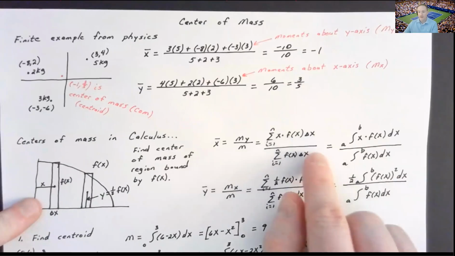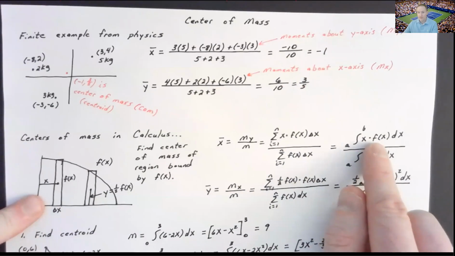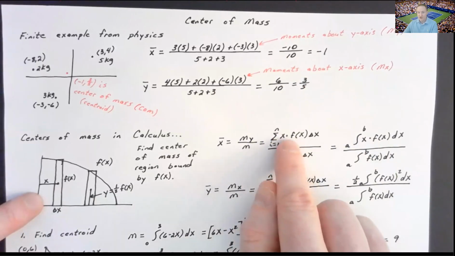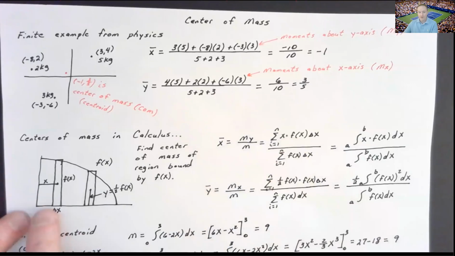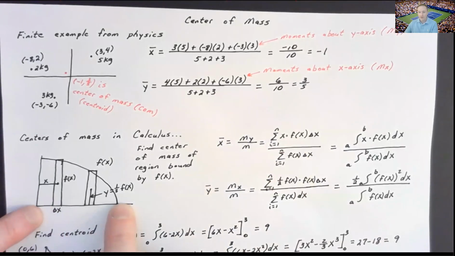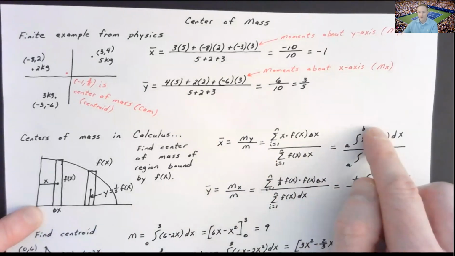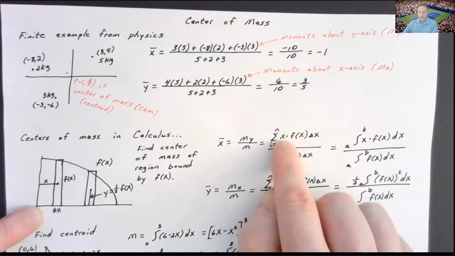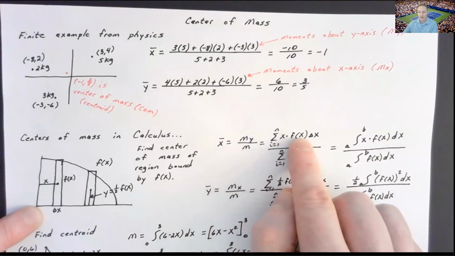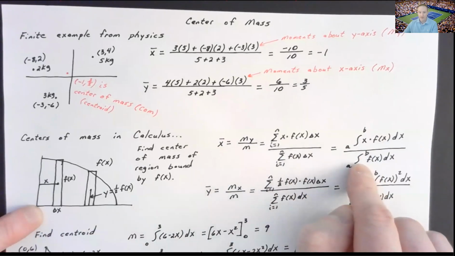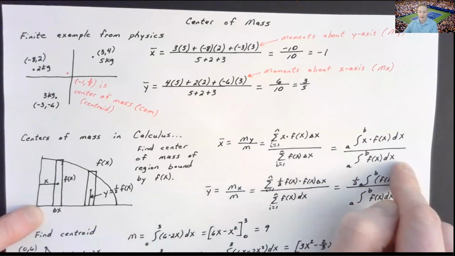Now, in integral notation, which is what we're going to be using, for the numerator you're going to sum every rectangle starting at where you're first interested to the last point of interest. We always call that the integral from A to B of x times f of x dx, as those rectangles become infinitesimally small. Of course, our denominator is going to be the integral from A to B of f of x dx.